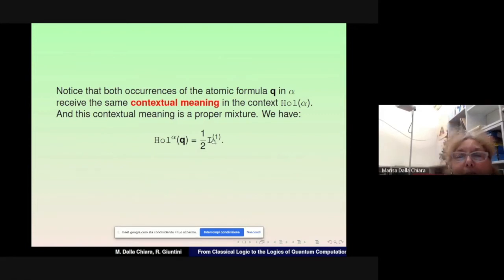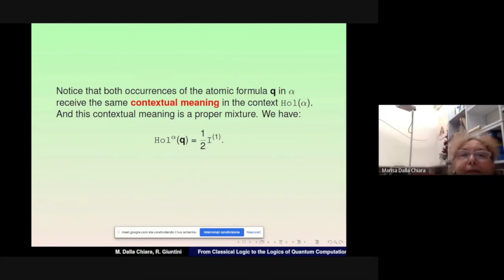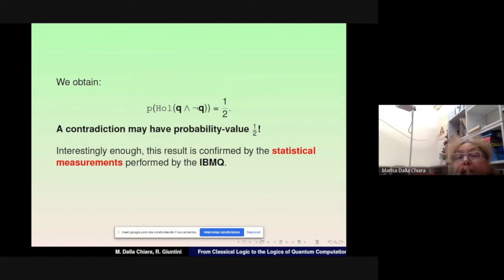And Roberto has already mentioned a very similar situation. Here we can look at a semantic version of a quantum situation that has been already considered by Roberto. And what is interesting is that if we calculate the probability of the meaning that ℋ has assigned to this particular contradictory formula, Q and non-Q, we discover that this probability is 1/2. So in this semantics, a contradiction may have probability value 1/2. The non-contradiction principle is no longer valid in quantum computational logics, as happens in the case of fuzzy logics. Contradictions are not necessarily false.